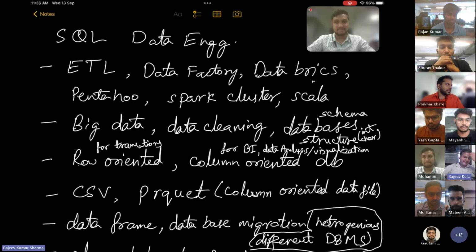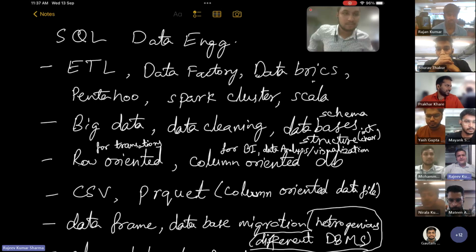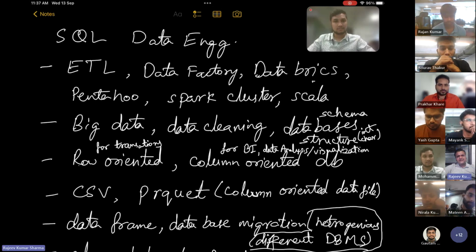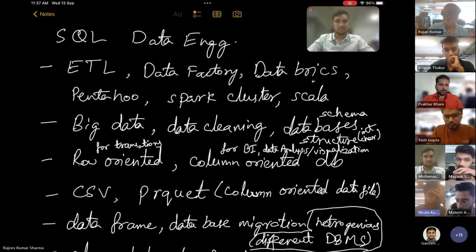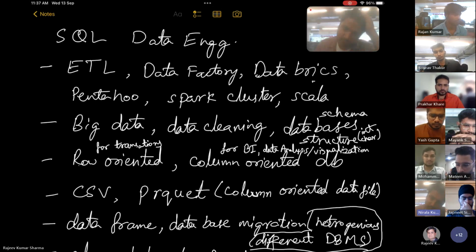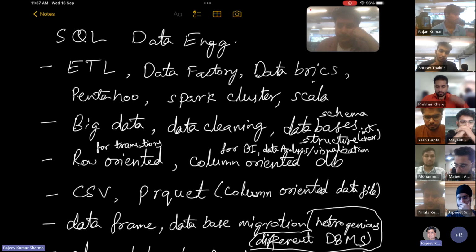Good. Very good. This is basically the core of data engineering. If in one word we need to substitute the word data engineer, it is ETL. If you know what ETL is? Extract, transform, and load. Yes. ETL means extract, transform, and load.